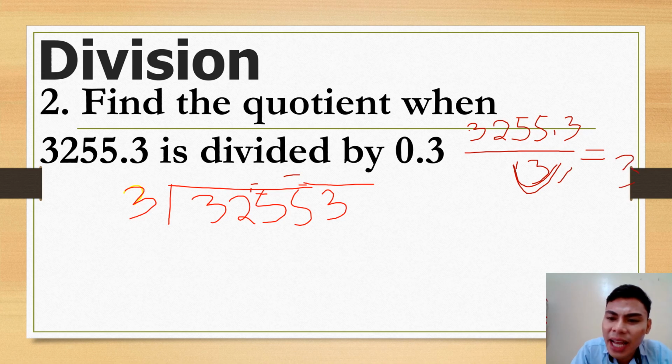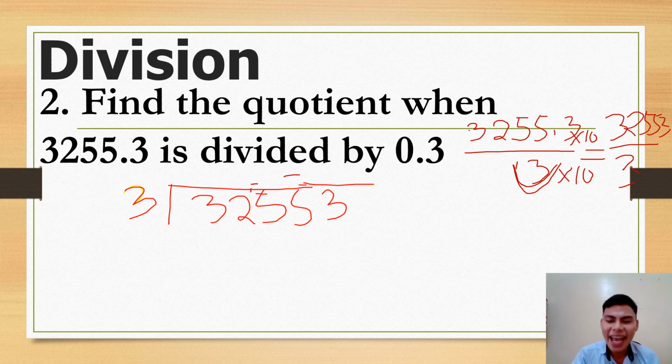So, since we multiply the denominator by 10, dapat mag-multiply ka din sa numerator by 10. Kaya, itong 3,255.3 magiging 32,533. Kaya pala, yes, that's it. Nag-multiply tayo sa divisor, mag-multiply tayo sa numerator, so same lang sila. If two digits, for example, 0.32, so 2 times ka din mag-move. Ganyan lang po ka-basic. So, let's solve.